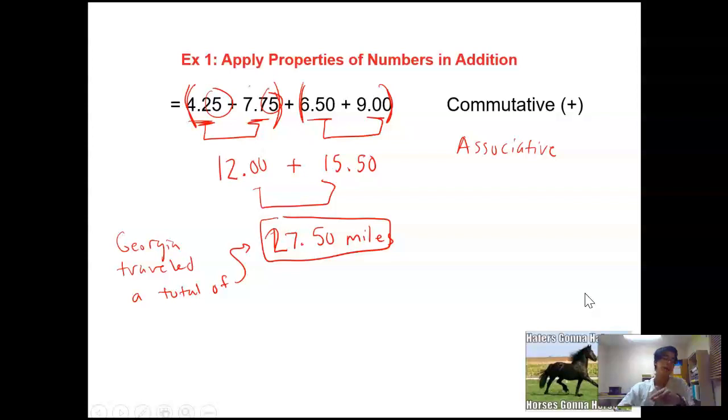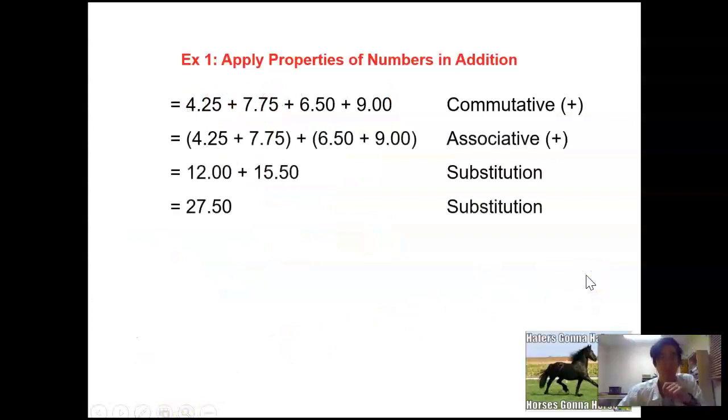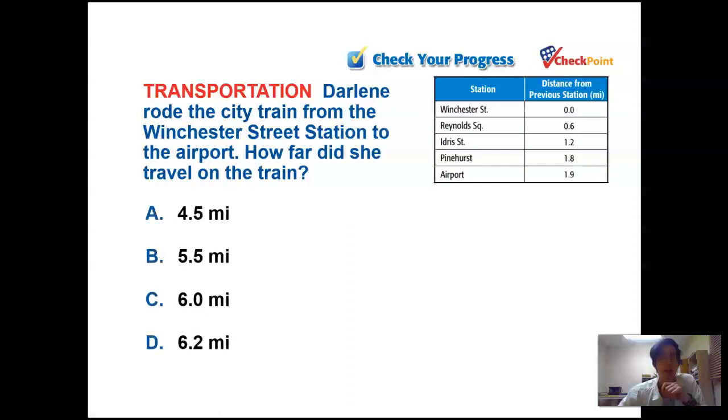So try the example problem below. Let me erase all this ink. And try this problem right here with Darlene. Very similar. When you find total, you want to add them all up. Go for it.